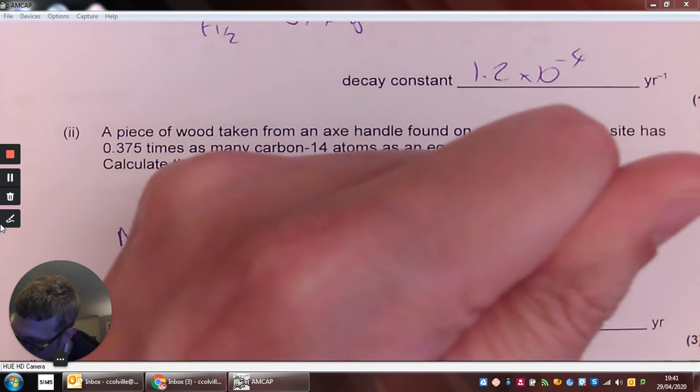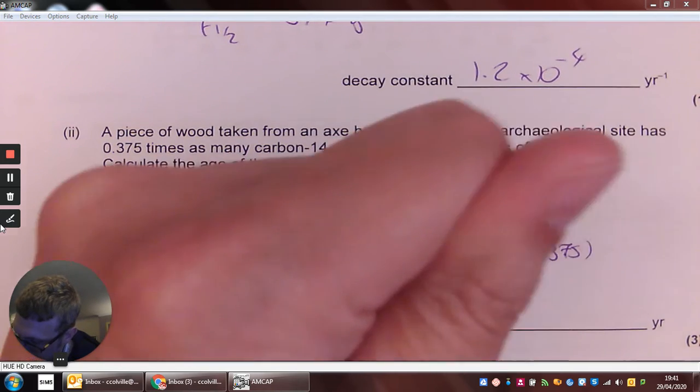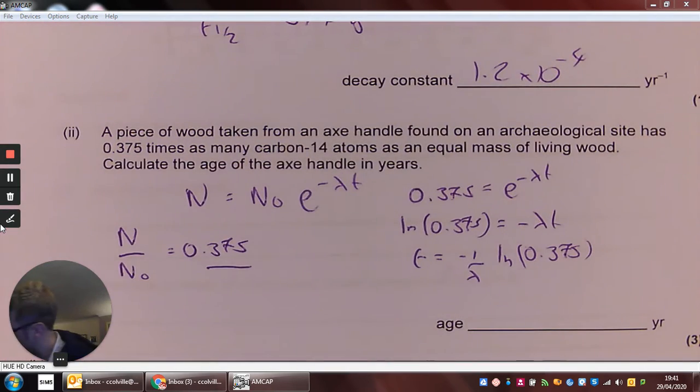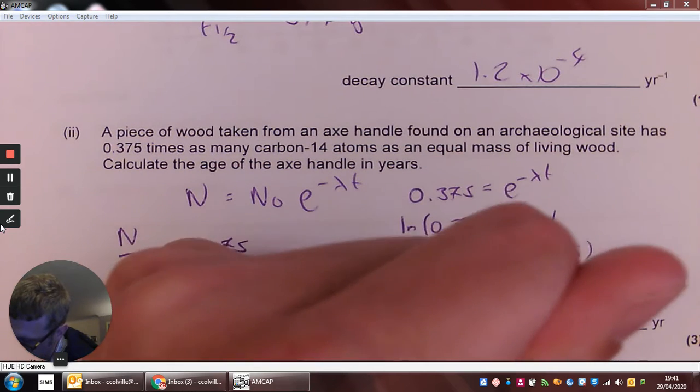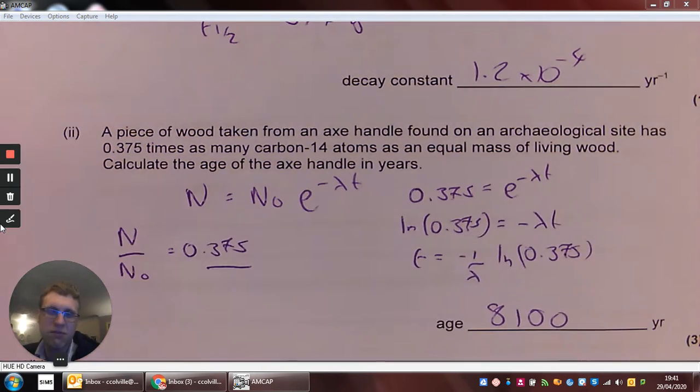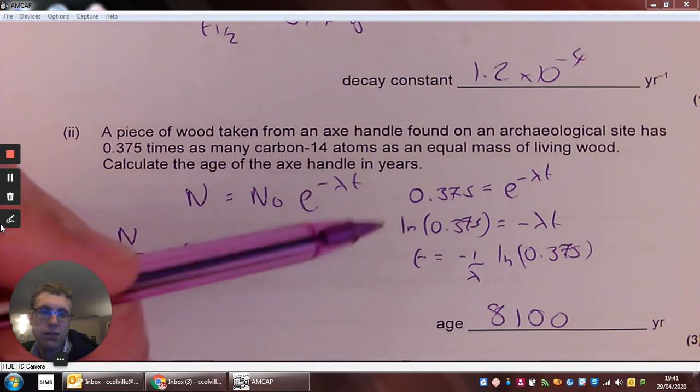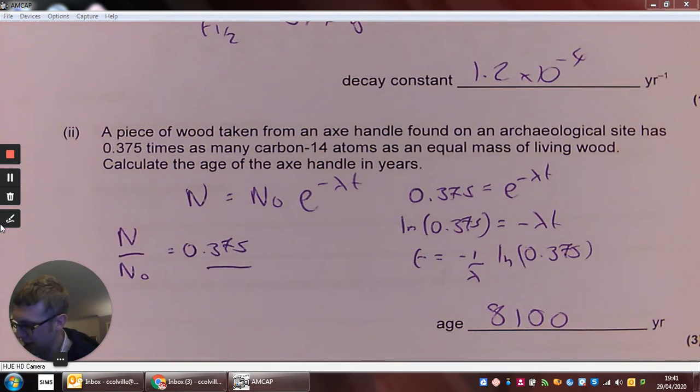Log 0.375, and there is a minus sign that I don't want to forget. If I stick all of that into my calculator, I'll get 8,100 years. 8,100, 8,200, depending on what numbers you've used in terms of your rounding. So this part is the tricky bit in terms of reading the question. After that, we're just putting numbers in to work it out.